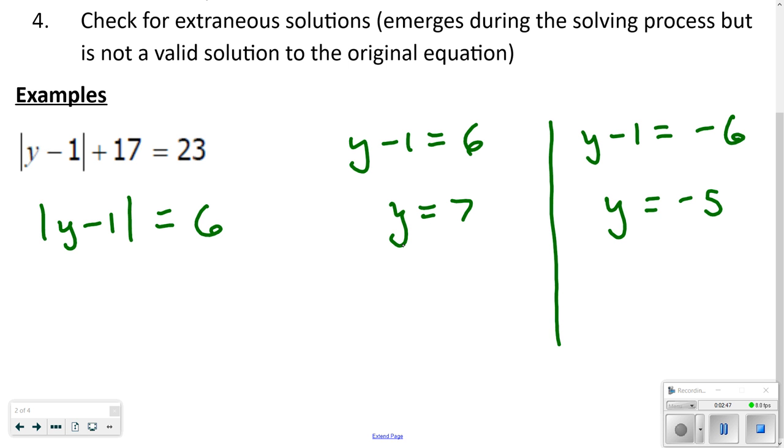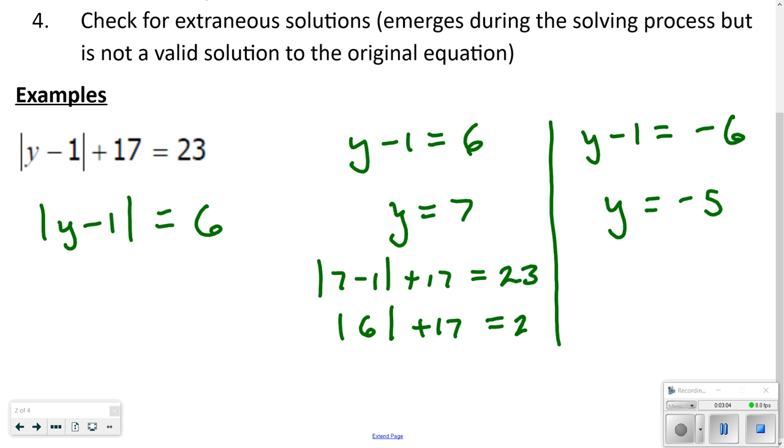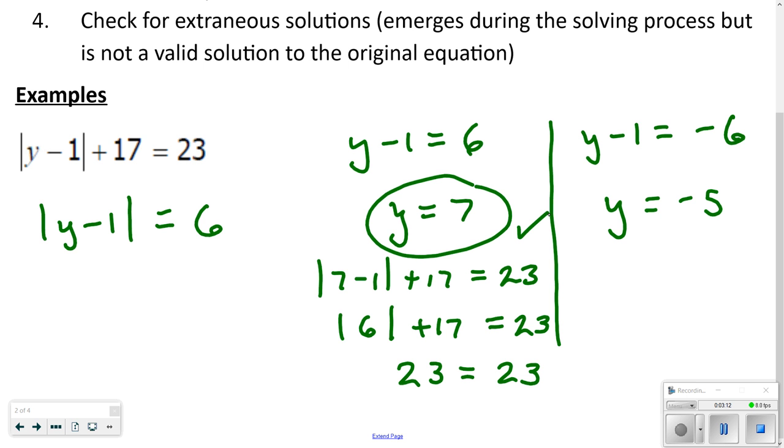Let's check the first one here, y equals 7. So if I plug in 7 for y, is it going to make both sides equal to 23? Well, we'd get the absolute value of 6 plus 17, which is going to make this true. Okay, so we know that y equals 7 actually works.